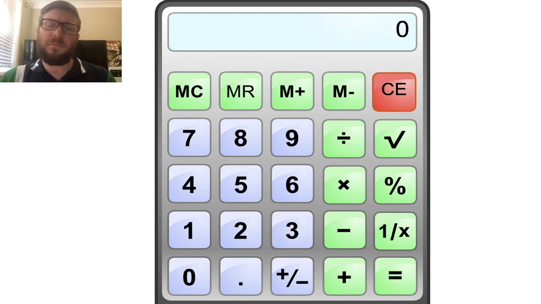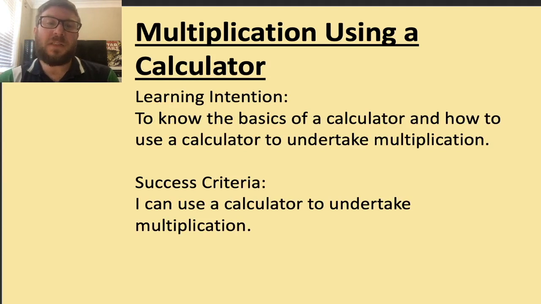Pushing that red button might be a bit different, might just be a C button for you or a CE button at home. So we always clear our calculator before we start. We need to make sure that we only click the equal button once. If you do that more than once, it's going to come out with a different answer and it's not going to be right. Today, you were doing multiplication using a calculator.